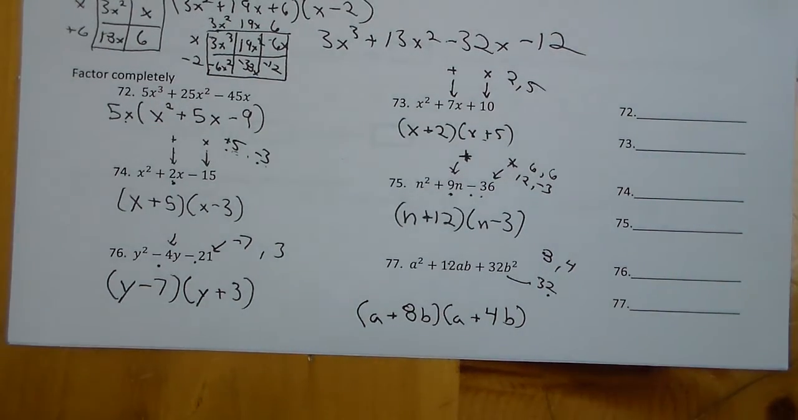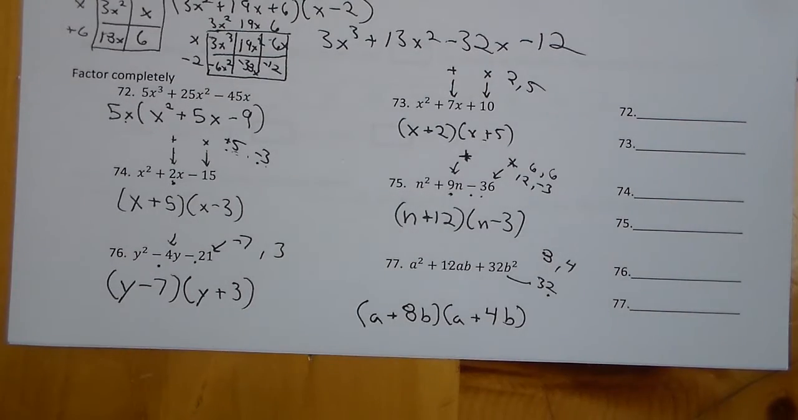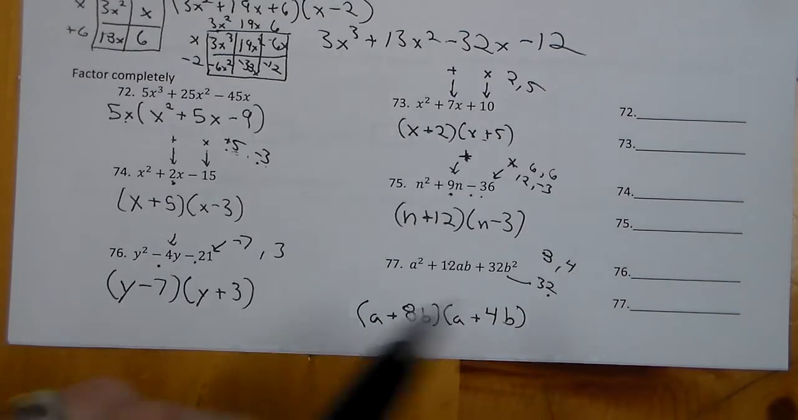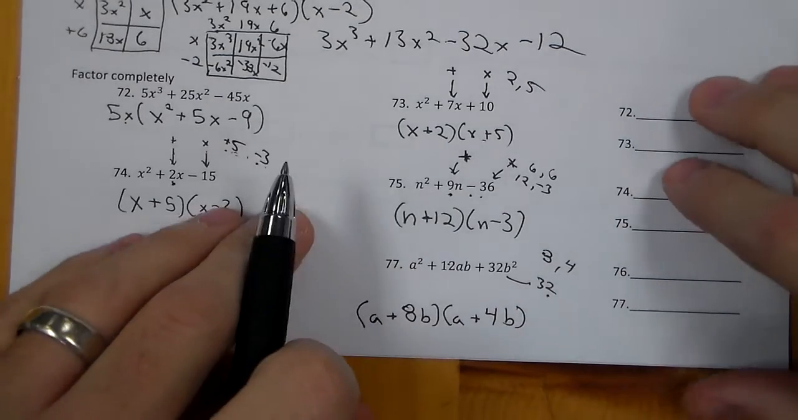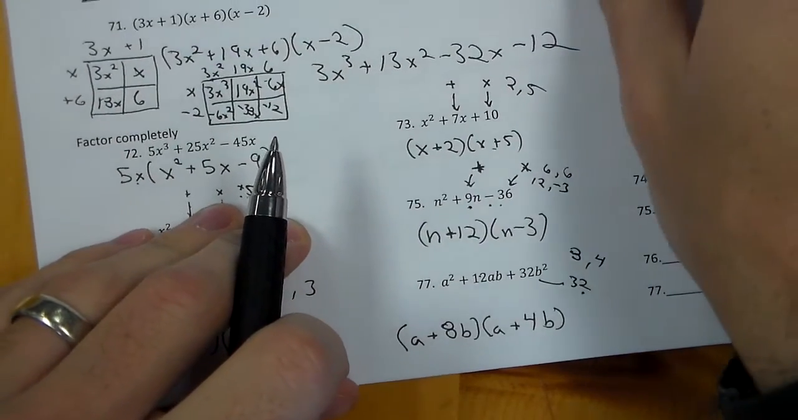Now, if you're ever not sure about the way you factored it, you can always check it by multiplying it back together and seeing it goes back to the original result. They're just kind of the opposite order, opposite operation of one another. You can factor, you can multiply, you can check your answers.